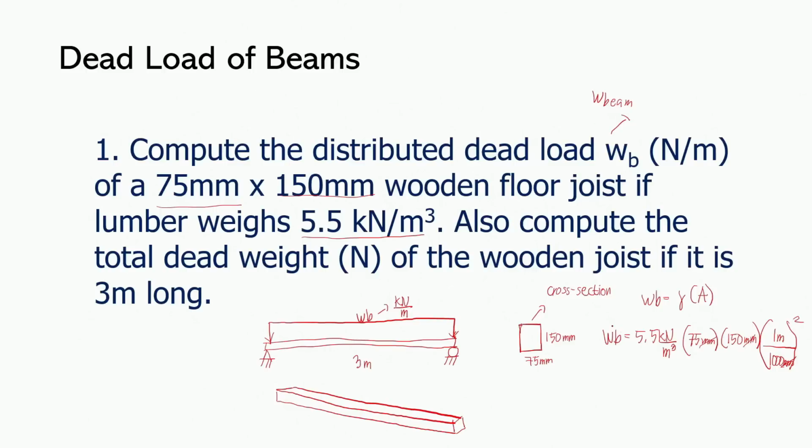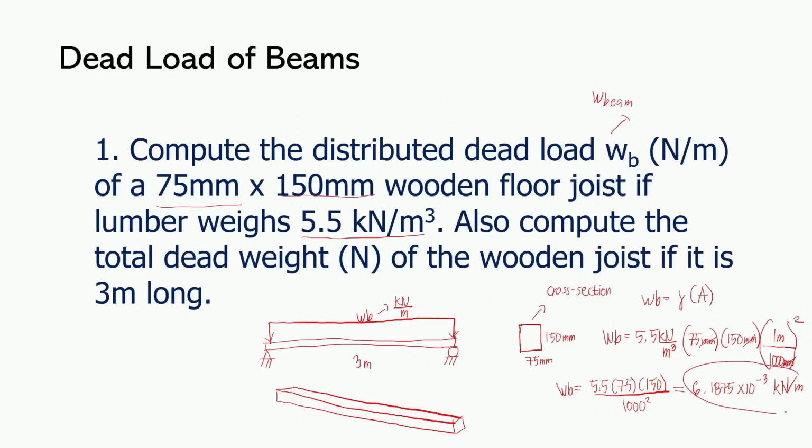And so now we can compute for WB. So we have WB is equal to 5.5 times 75 times 150 divided by 1000 squared. And this will equal to 6.1875 times 10 to the power of -3. However, this is still in kN per m. We need to compute the total dead weight of the wooden joist in newtons. And so, we will have to convert this into newtons.